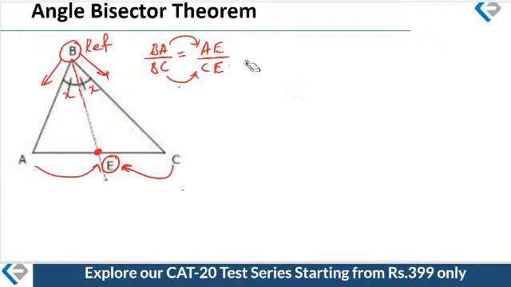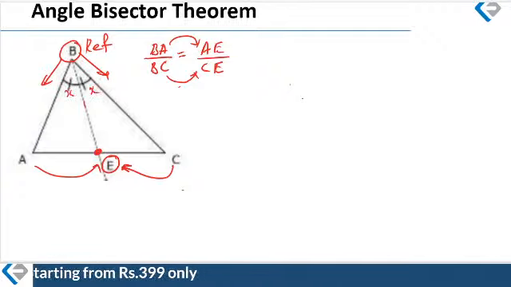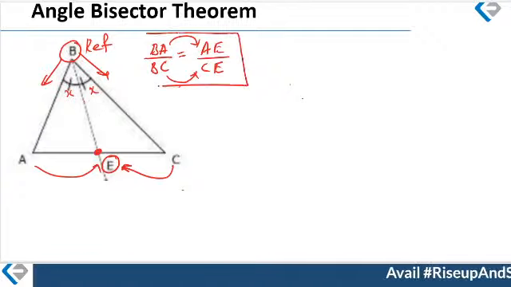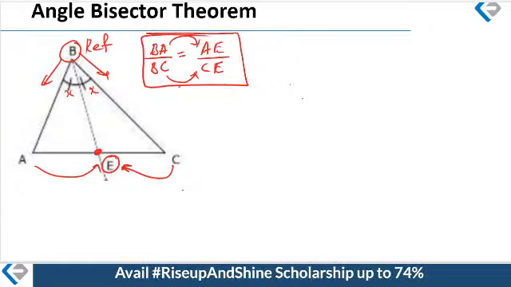Simple theorem. No big deal about it. If the angle gets bisected, this is the ratio. This is called the angle bisector theorem. Using the angle bisector theorem, you relate the dimensions of sides.